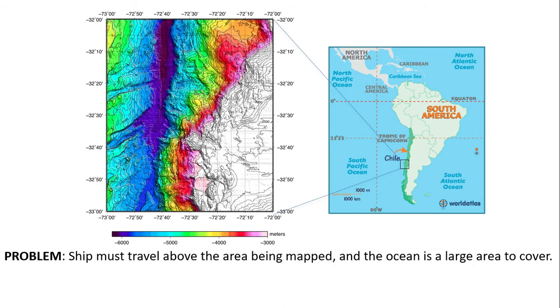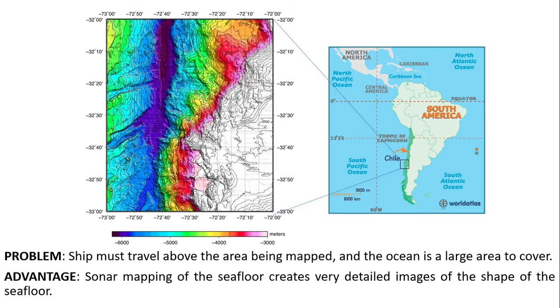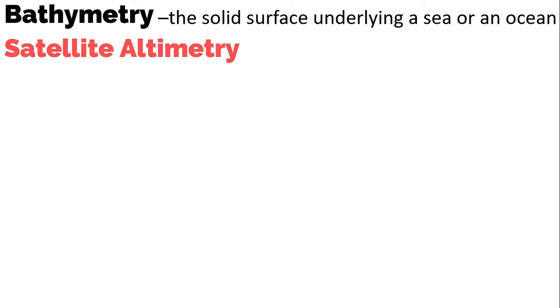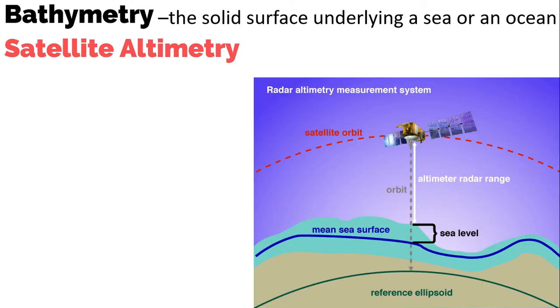The problem here is that ships must travel above the area being mapped, and the ocean is a large area to cover. But the advantage is sonar mapping creates very detailed images. Next, we have satellite altimetry. So this figure shows how it happens.